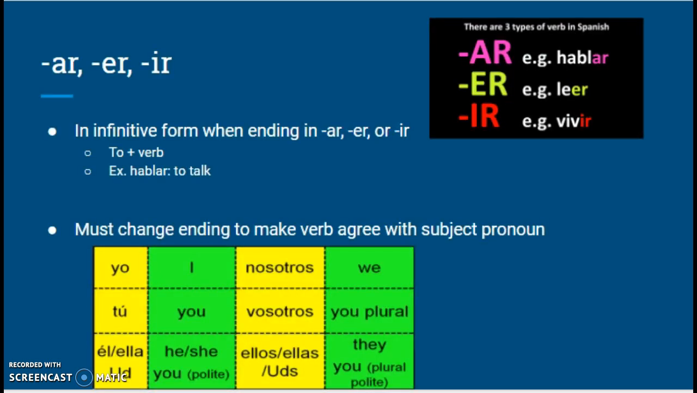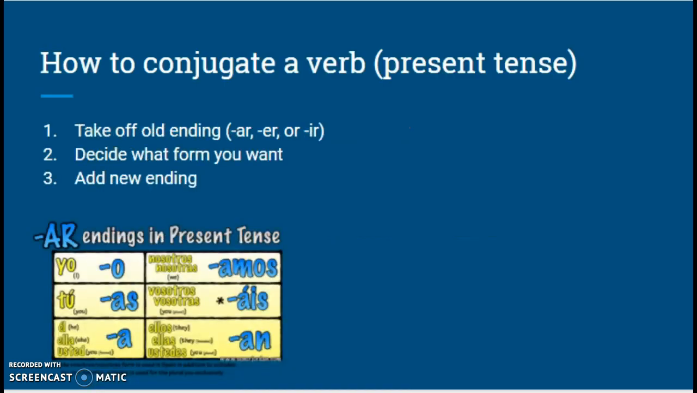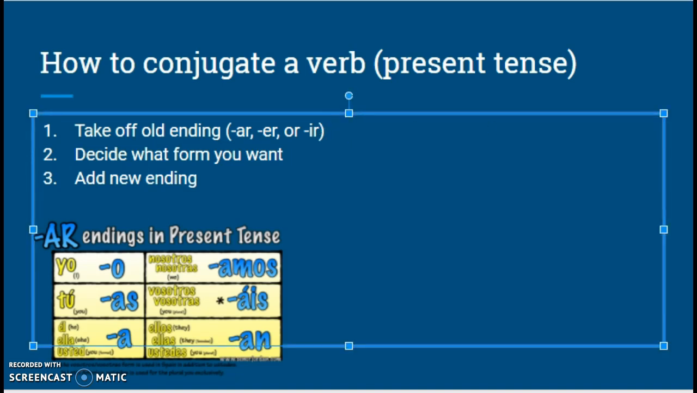So, as I mentioned before, there's three types of verbs in Spanish: verbs that end in AR, ER, and IR, and there's some examples of those. And when they end in those things, they only mean to plus a verb. So then these are the pronouns, the 6-box chart that we'll be changing it to so that it agrees with a certain subject. So now I'm going to go through a step-by-step process on how to conjugate a verb. So feel free to pause this throughout while I'm talking so that you can write things down, process what I'm saying, rewatch it if you need to.